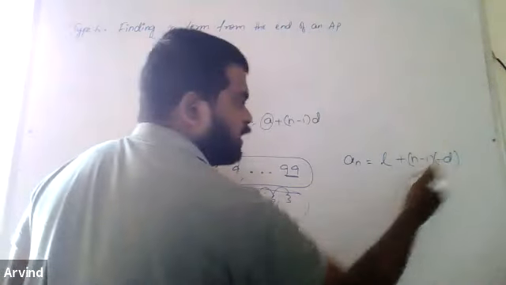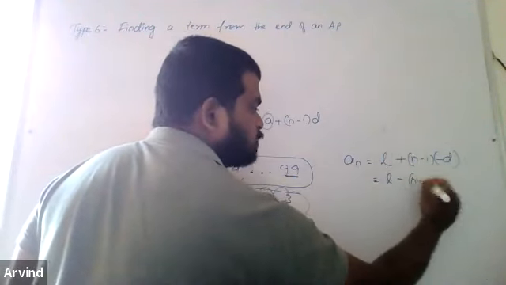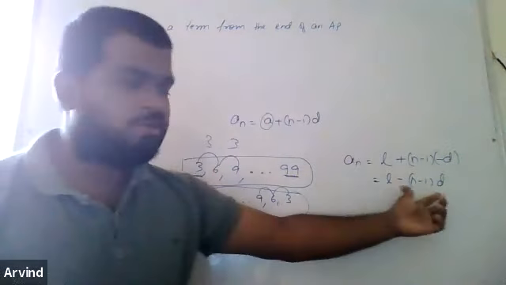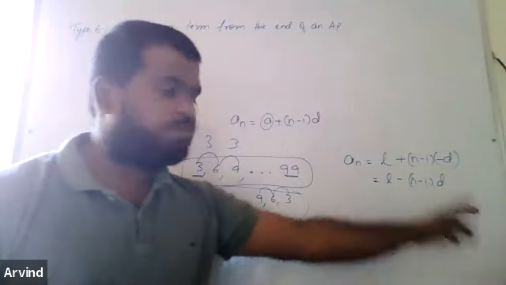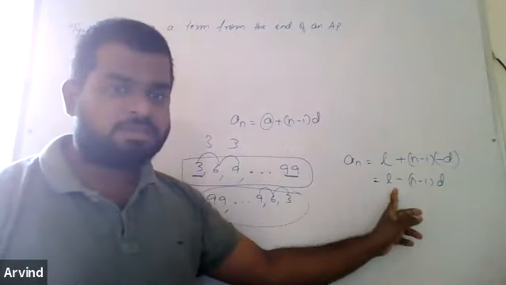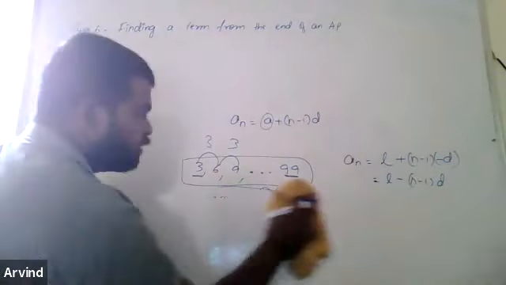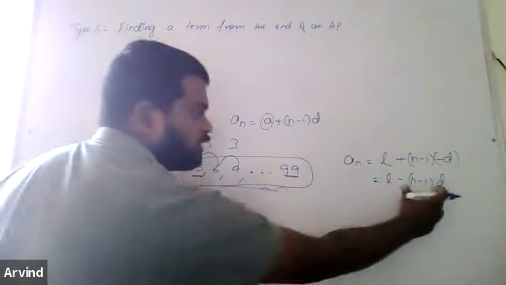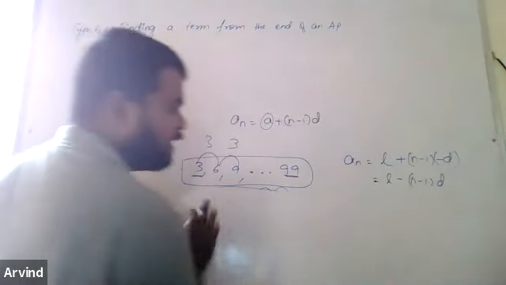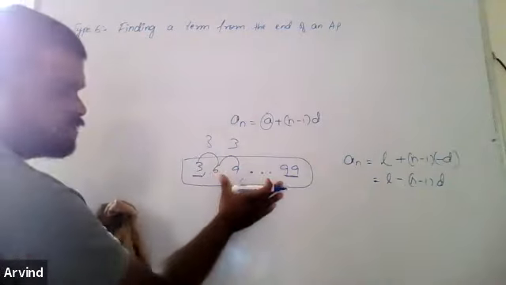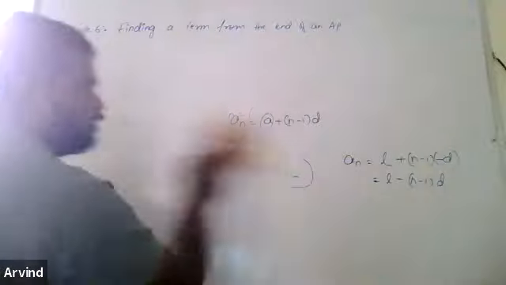Okay, so plus into minus is minus, n minus 1 into d. So if you want to find any term from the last, this is the formula that we are going to use: L minus n minus 1 into d, where L is the last term. Okay? So we directly use this formula, we keep the AP as it is, we don't reverse it. Just for the derivation I reversed it and showed you. From now onwards, this will be our AP. We won't do any reverse. We'll directly use this formula.